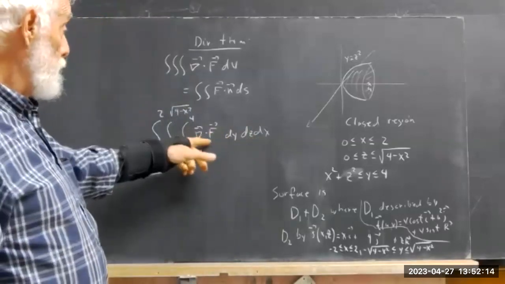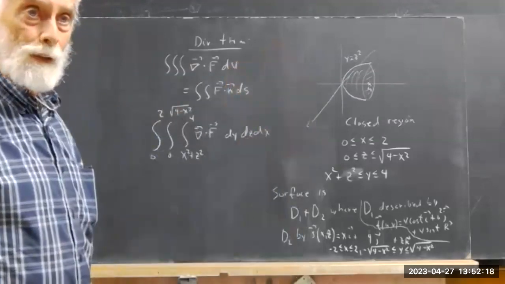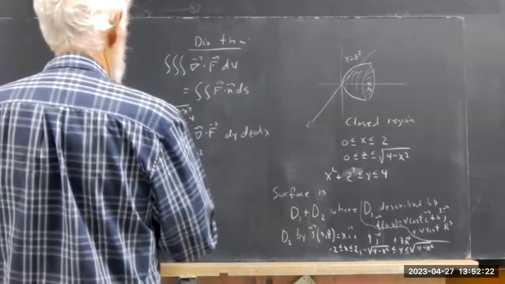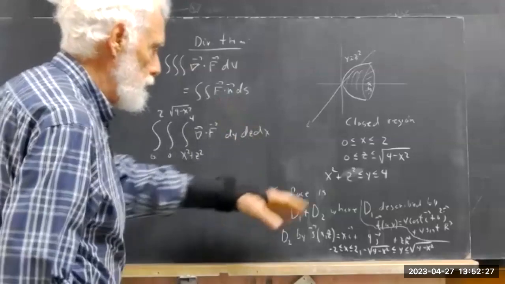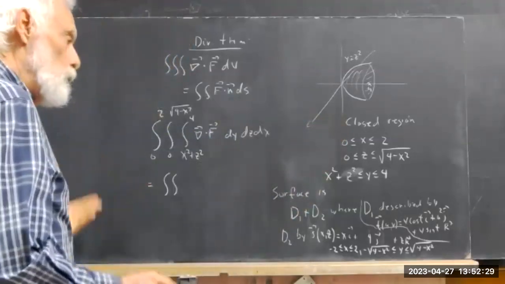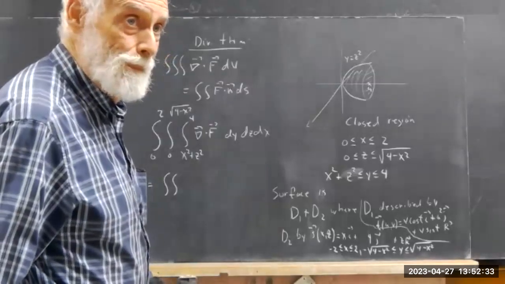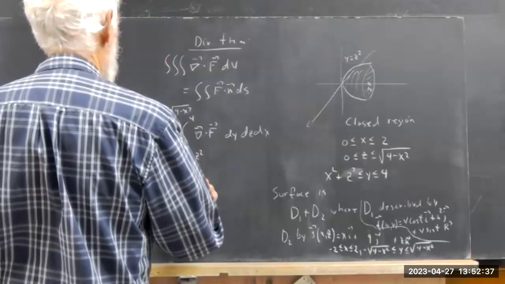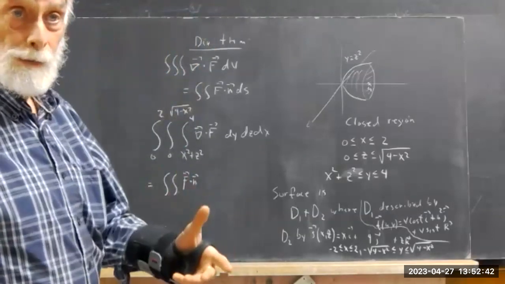Your del dot F, whatever your method is, you can do your del dot F. And that's got to equal the integral of F dot N over your dS, which will be pretty much identical, except that you have an F dot N instead of a del dot F.